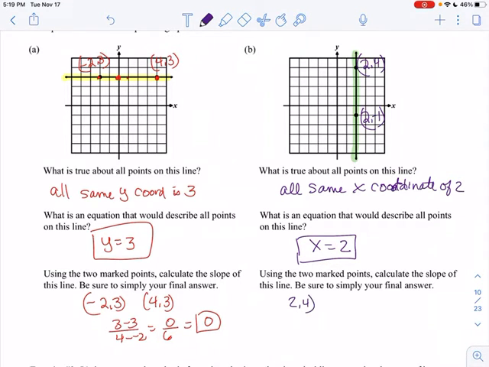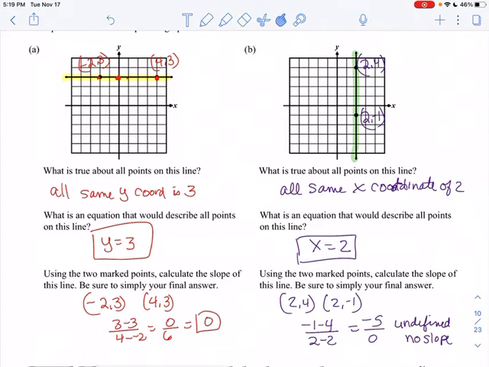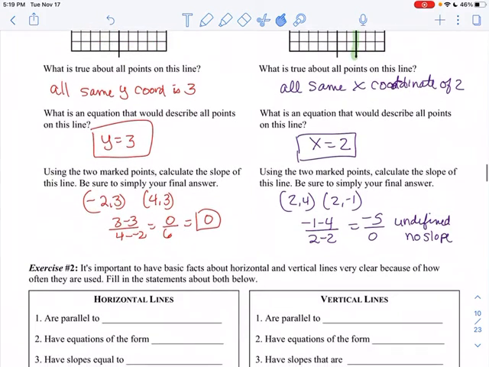Using those two points, we're going to find the slope. Again, the slope is the change in y, -1 minus 4, over the change in x, which is 2 minus 2. And I don't know if you remember, but I cannot have a 0 in the denominator of a fraction. So we say that is no slope or undefined slope. A vertical line has no slope, or it's undefined.